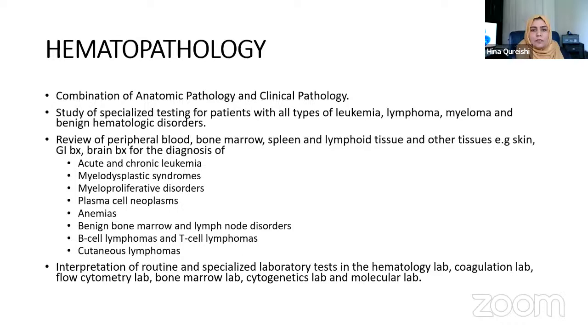And in hematopathology, we study specialized testing for patients for diagnosing leukemia, lymphoma, myeloma, and a lot of benign hematologic disorders as well. So in my day-to-day practice, I'm reviewing bloods, bone marrow, spleen, lymph node tissue, and any other tissue that is suspected to have involvement by any of the hematologic malignancies. Could be a GI biopsy, could be a skin biopsy. Sometimes you get brain biopsies as well.